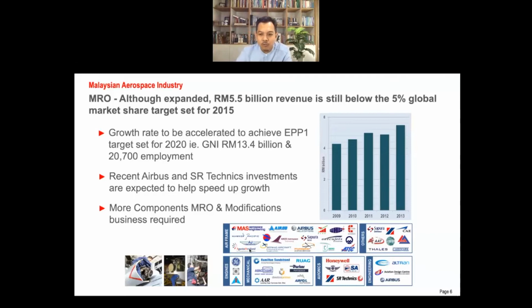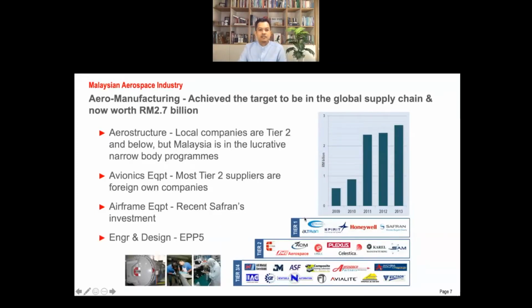From this chart, you can see that the MRO subsector for aerospace is growing, but not that substantially. It starts around 2009 at more than 4 billion ringgit, and it is barely reaching 5.5 billion ringgit in 2013. And okay, let us move into the next subsector, which is becoming more popular nowadays, the aero manufacturing subsector.